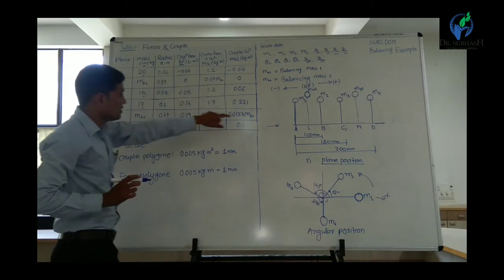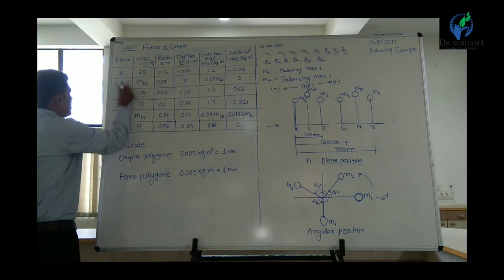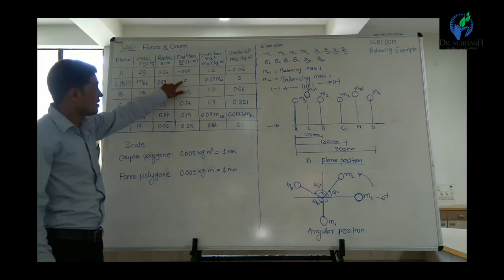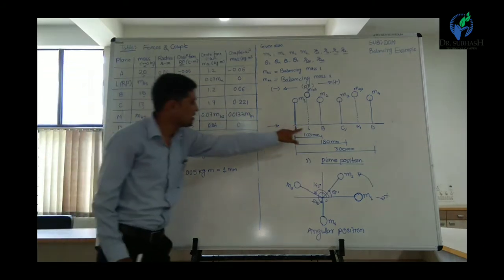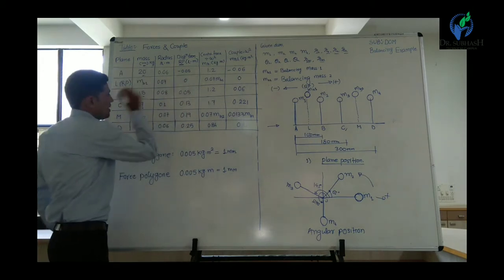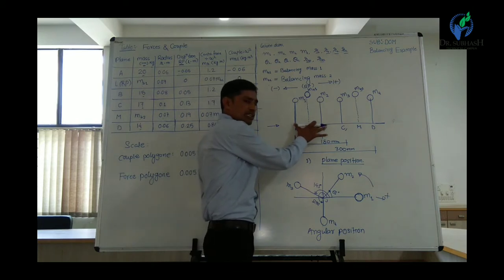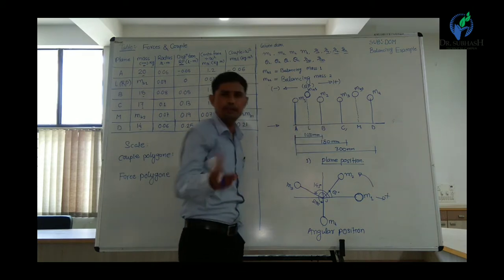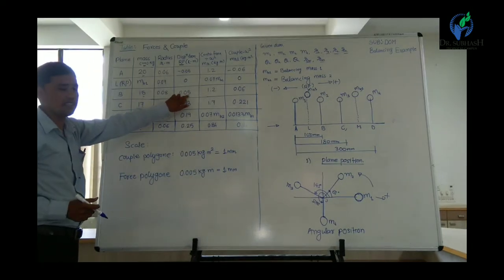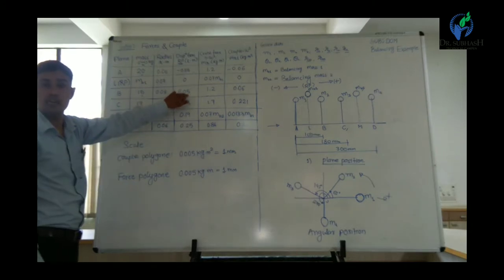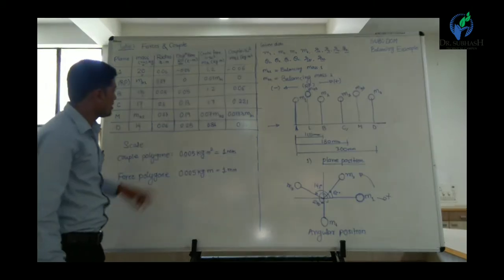Second, the distance of the L plane from the reference plane. Here we consider L as the reference plane, so the distance of the L plane from the L plane is 0. Third plane is the B plane. We know that AB is 100 mm, so LB is also 50 mm. But this 50 mm is towards the right direction, so here we consider 0.05 meter, in the positive direction, so plus 0.05 meter.